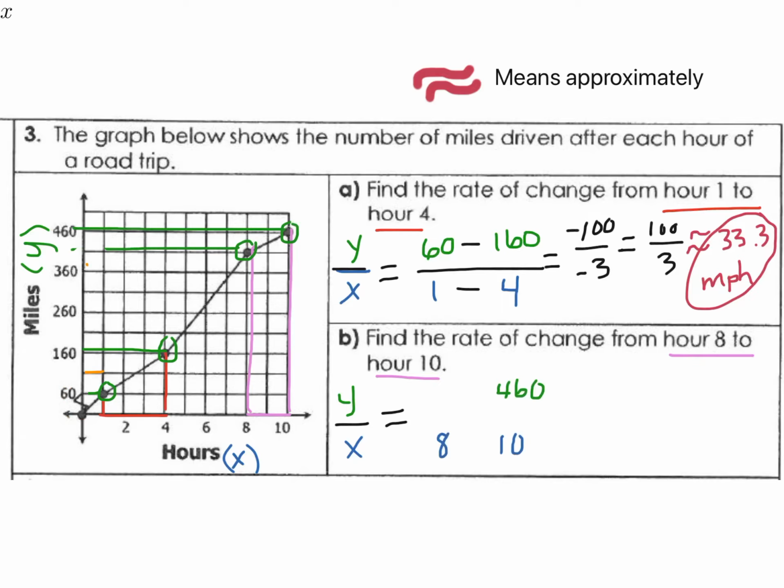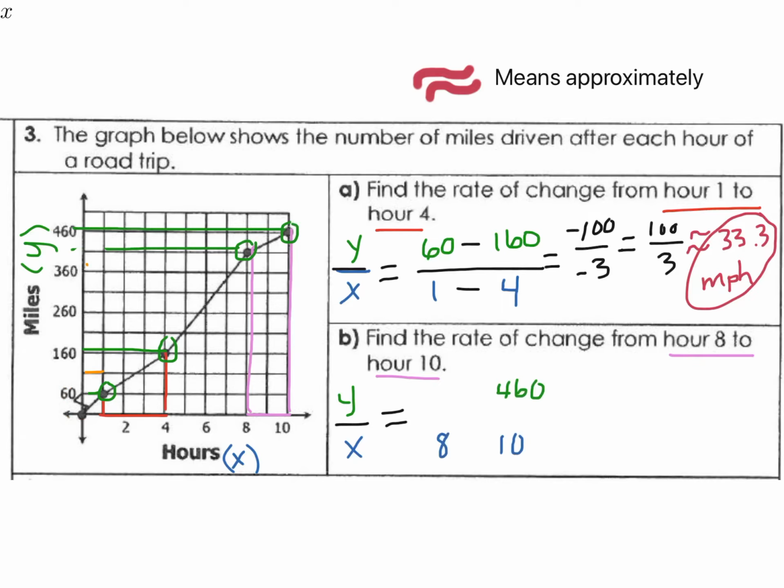360 plus 50 gives me 410, and that's what I'm going to write here, 410. I did have to do a little bit of work to figure out what that y value was. Now I'm going to turn this into my ratio. Be sure to subtract. 410 minus 460 is negative 50. 8 minus 10 is negative 2. This simplifies to positive 25 miles per hour.